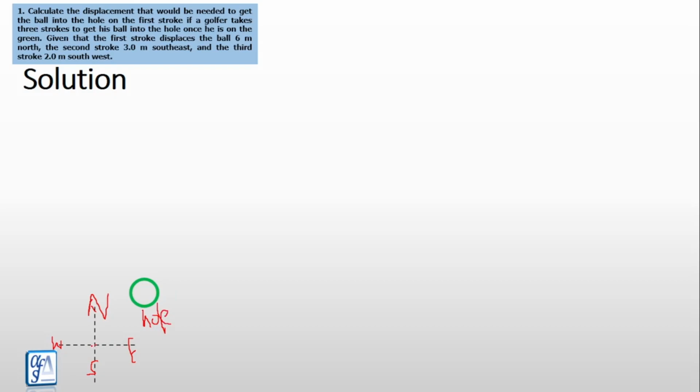Okay, so the ball is supposed to go into the O straight, but instead the golfer decided to take the stroke. Let's take 3 strokes from here. One north, another one southeast, the other one southwest into the hole. So one north, one here, one here. So let's see what that is.